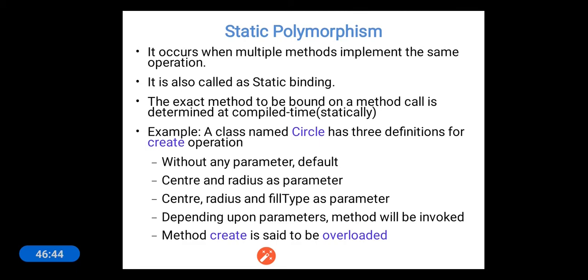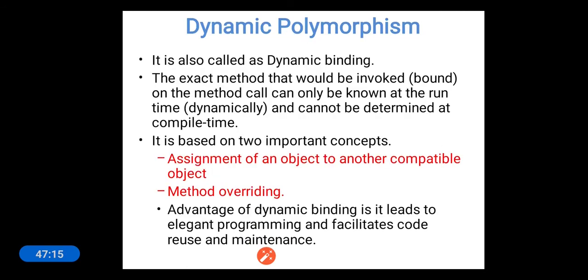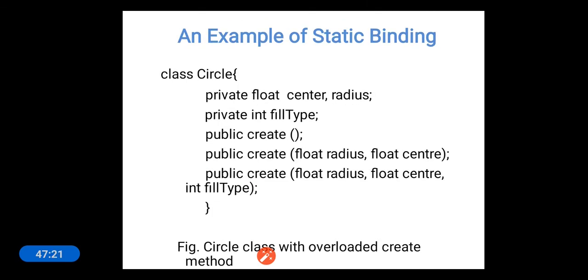So the create method has three different forms. One is create without any parameters. The second is create with two parameters, that is, radius and center. And the other is create with radius, center, and fill type. So here the Circle class has three overloaded create methods. Depending on the method we call, we get different kinds of output.